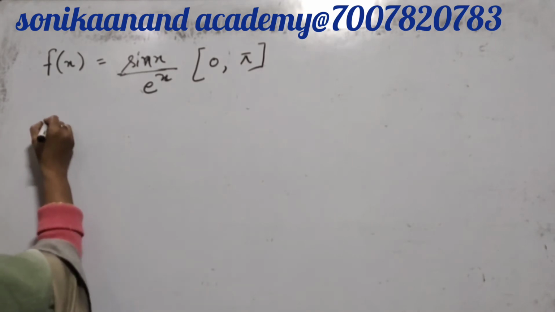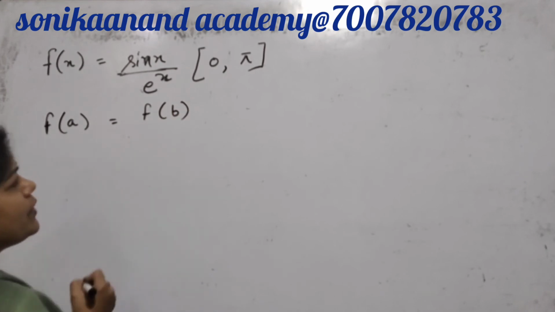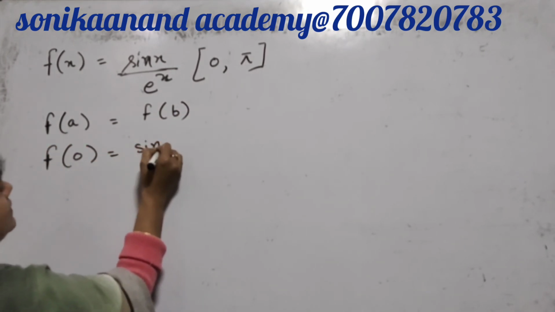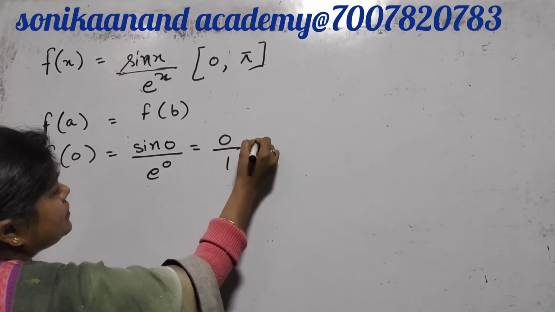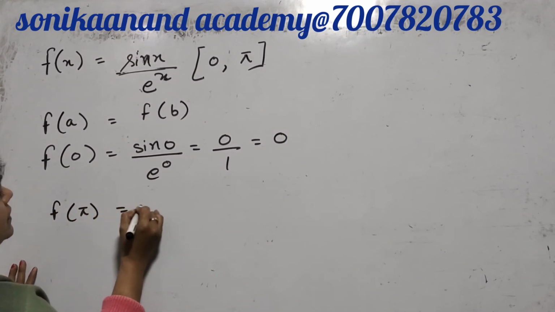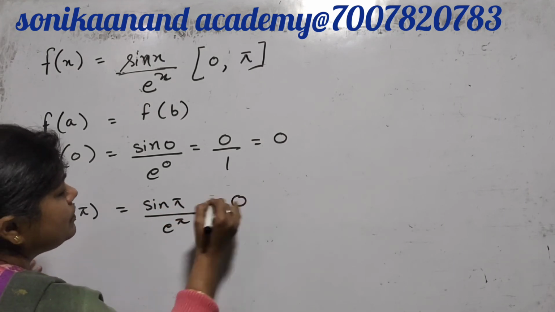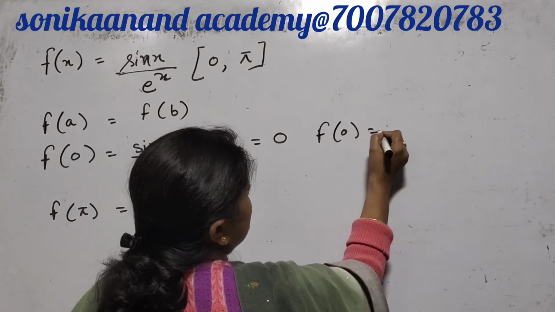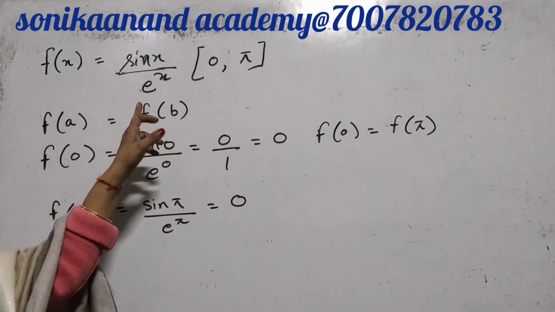Now, we have to show f of a is equal to f of b. When we write f of 0, we get sin 0 over e^0. Sin 0 is 0 and e^0 is 1. So, its answer is 0. Now, f of pi is equal to sin pi over e^pi, which is also equal to 0. So, f of 0 is equal to f of pi. This point is also proved for this case.